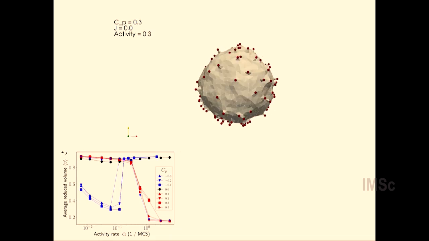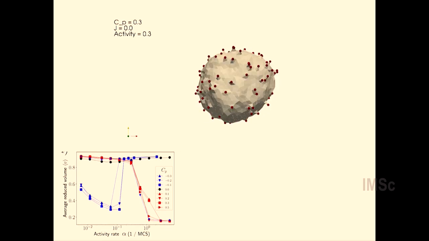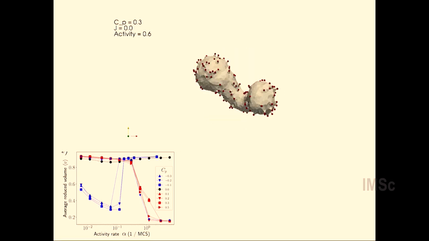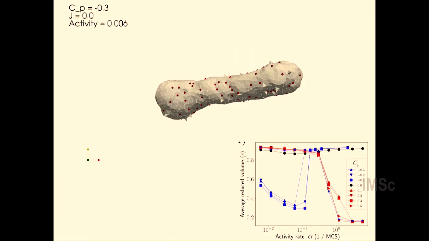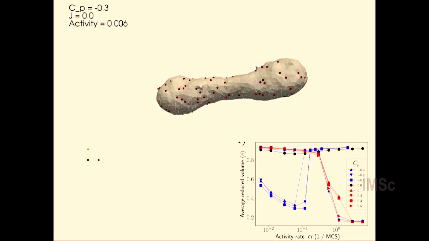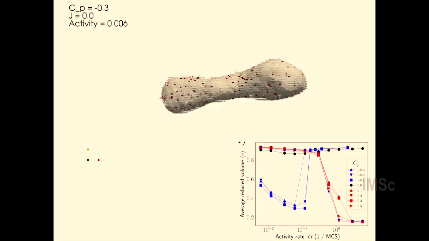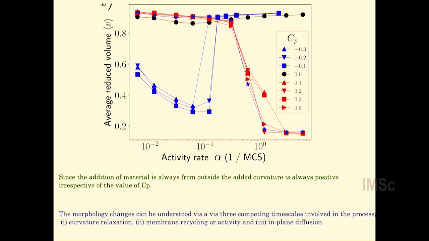Because I don't have much time, I will probably skip that. You can see that it goes into this, and similarly here, at low activity it is spherical, this kind of cylindrical shape for negative curvatures. And as you increase the activity, it will come back to a spherical shape. Yeah, so I think that is all I wanted to say.